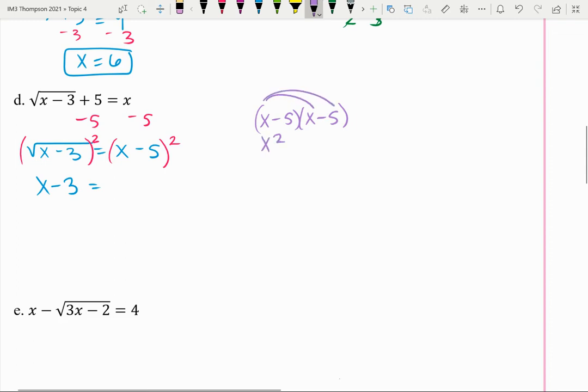I've got x times x is x squared. X times minus 5 is negative 5x. Minus 5 times x is minus 5x. Negative 5 times negative 5 is a plus 25. Minus 5x and minus 5x gives me a minus 10x plus 25, and I'm going to write that all back over here.